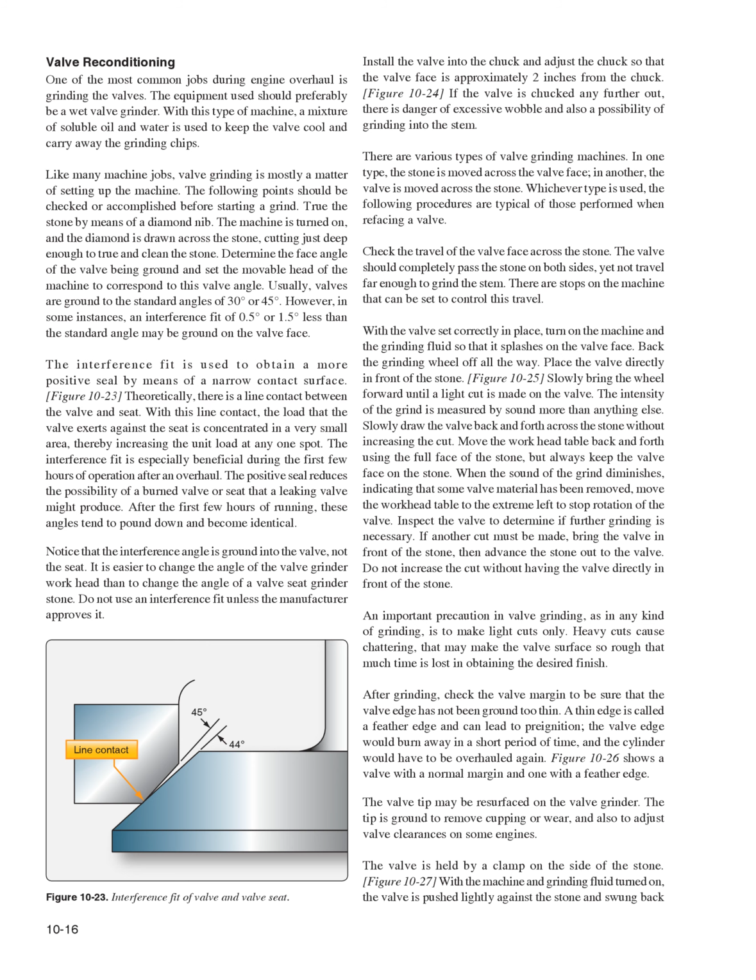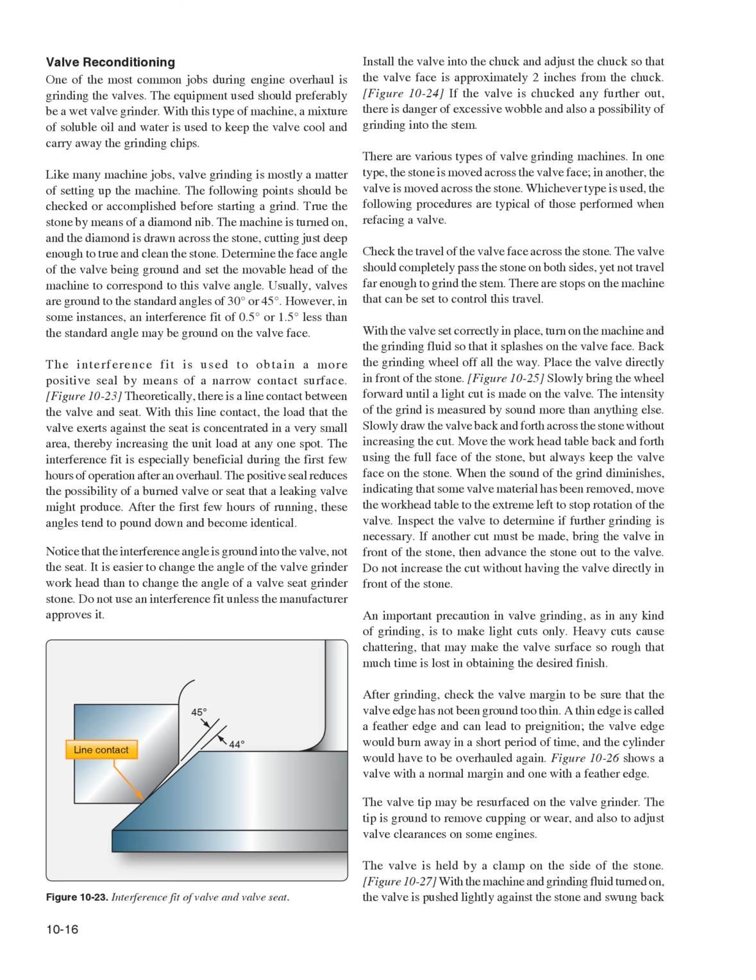If another cut must be made, bring the valve in front of the stone, then advance the stone out to the valve. Do not increase the cut without having the valve directly in front of the stone. An important precaution in valve grinding, as in any kind of grinding, is to make light cuts only. Heavy cuts cause chattering, that may make the valve surface so rough that much time is lost in obtaining the desired finish. After grinding, check the valve margin to be sure that the valve edge has not been ground too thin. A thin edge is called a feather edge and can lead to pre-ignition.